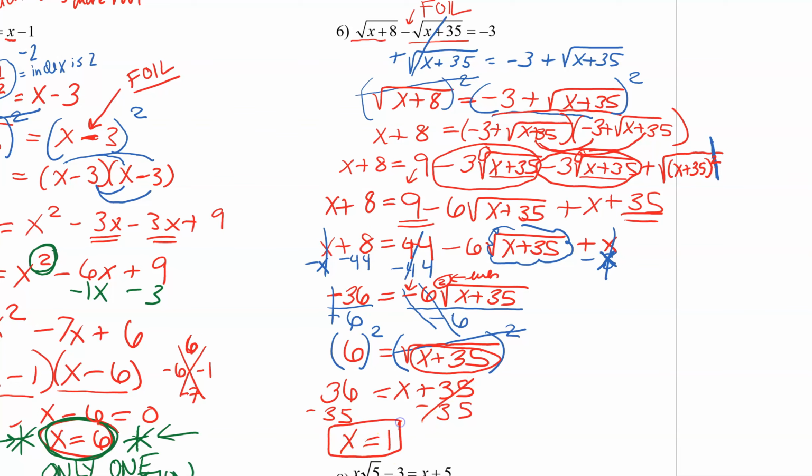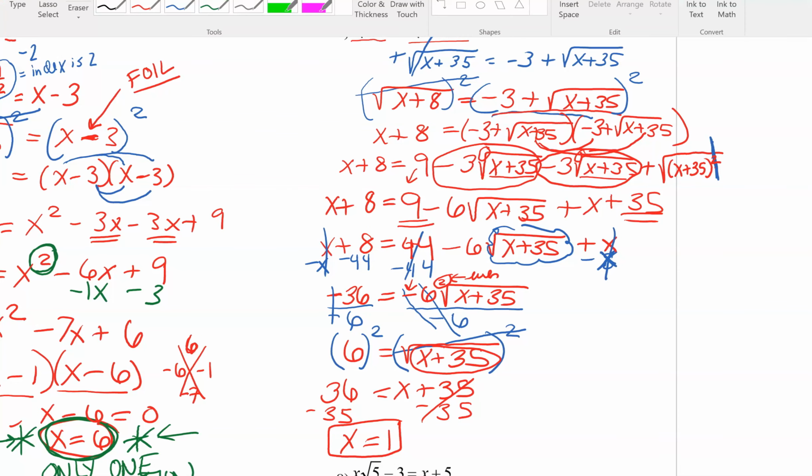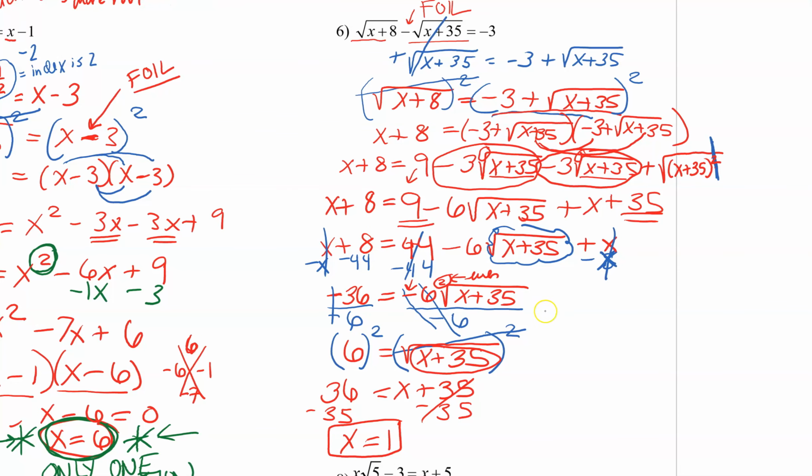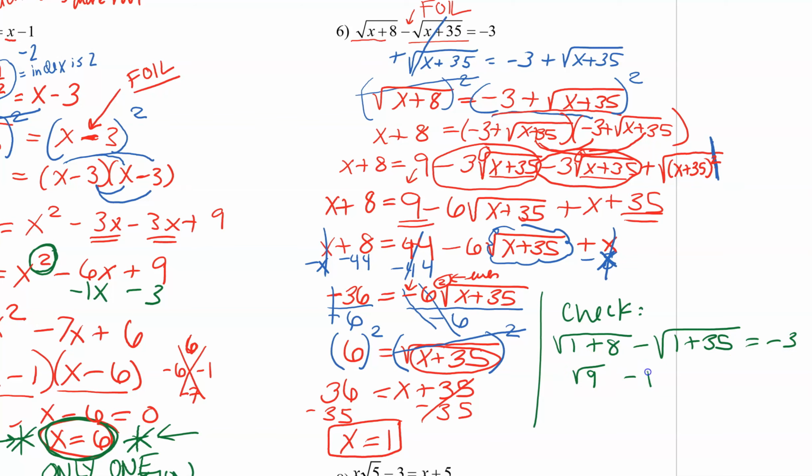So that is my answer for number 6, but let's go ahead and check, right? Just to make sure, we're going to check with the original equation that's written at the very beginning. So I'll just plug in 1 for each x. So it was the square root of 1 plus 8 minus the square root of 1 plus 35 equals -3. So that's the square root of 9 minus the square root of 36 equals -3. And yes, that will be true, because 3 minus 6 does equal -3. So this is our answer for number 6.